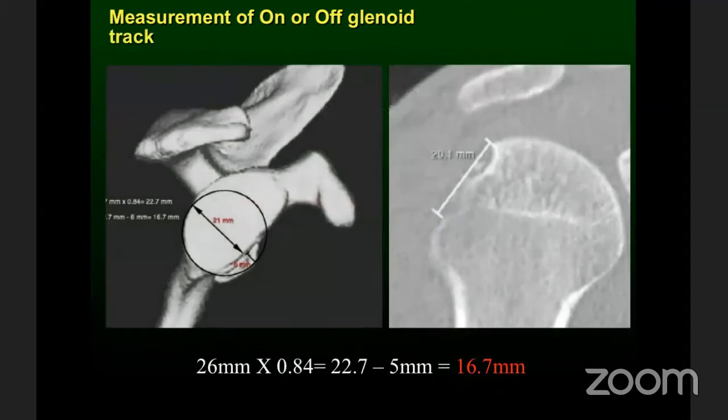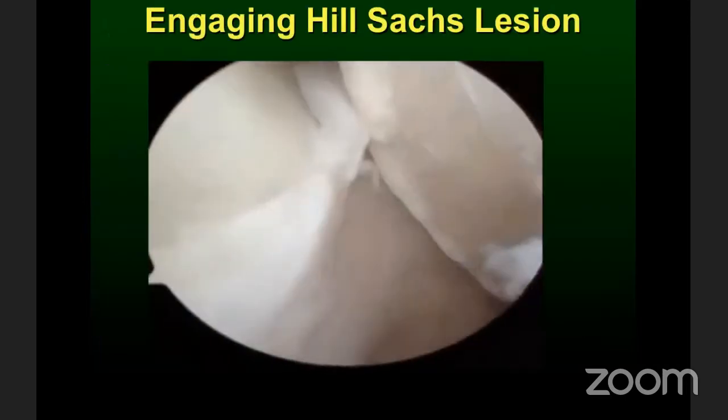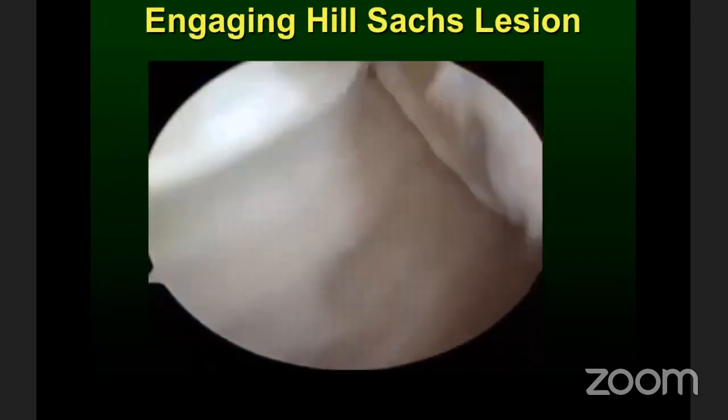So the measurement of glenoid track is very difficult. Nowadays, the radiologists are getting trained in doing this glenoid track measurement. However, the Hill Sachs index is very easy. You can see this 20 millimeter is the deadline for your glenoid, humeral Hill Sachs index.